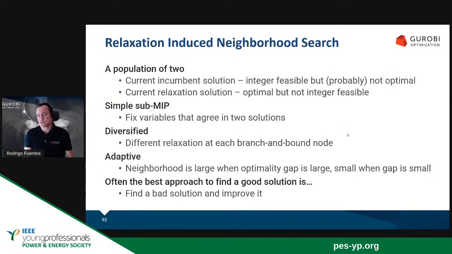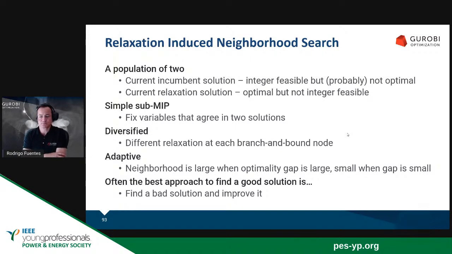That RINS heuristic works the following way. We take an incumbent solution. Remember that it's an integer solution, because it's incumbent, it has to be integer. We take a relaxation that is optimal, but not integer feasible. If we find variables that are common, that have the same value in both solutions, we combine the two, and then we have a new problem to solve. This will lead to a different relaxation on each branch and bound node, and this will adapt to the size of the optimization tree, mostly because it adapts to the size of the gap that we have achieved so far.